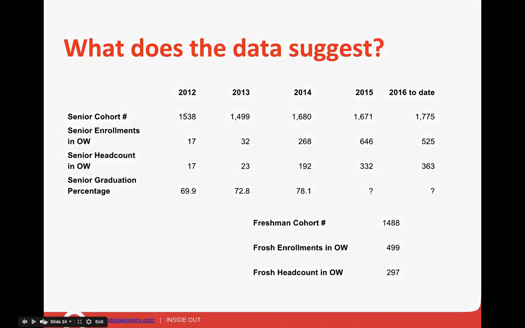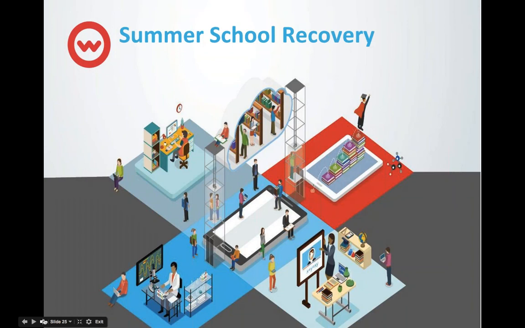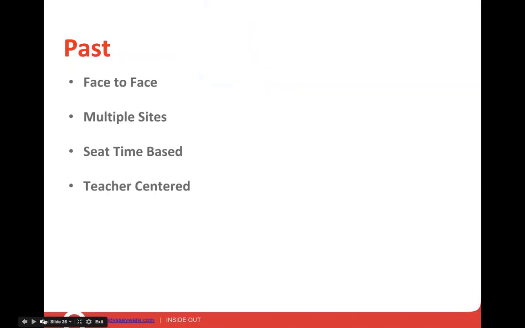All right, we'll continue. So again, this is about those pockets of readiness, and what one of those pockets of readiness has actually become for us is our summer school credit recovery. This program, again for high school students, has in the past operated as a face-to-face environment with multiple sites, done at multiple comprehensive high schools. It is all seat time based, and it was very teacher-centered.